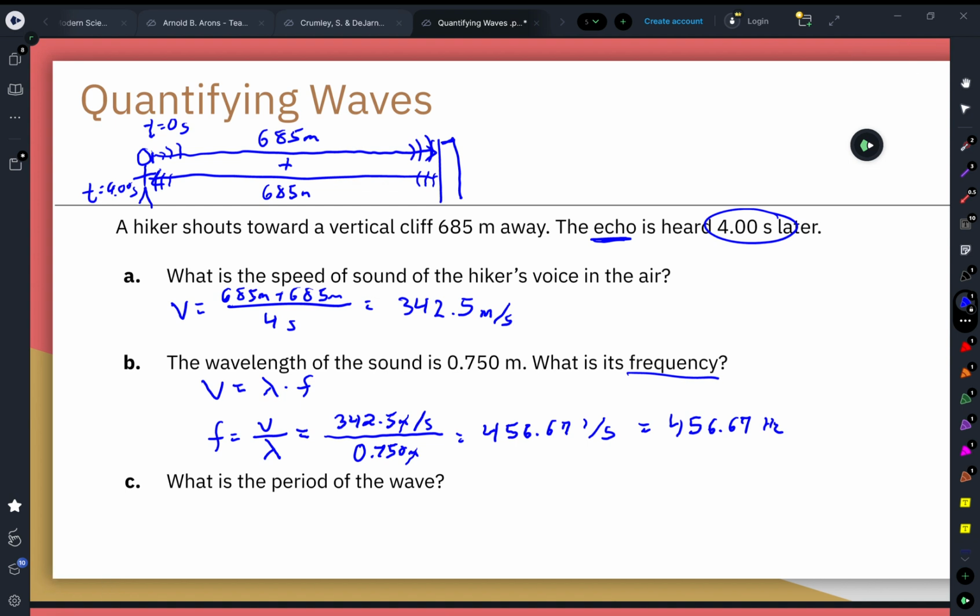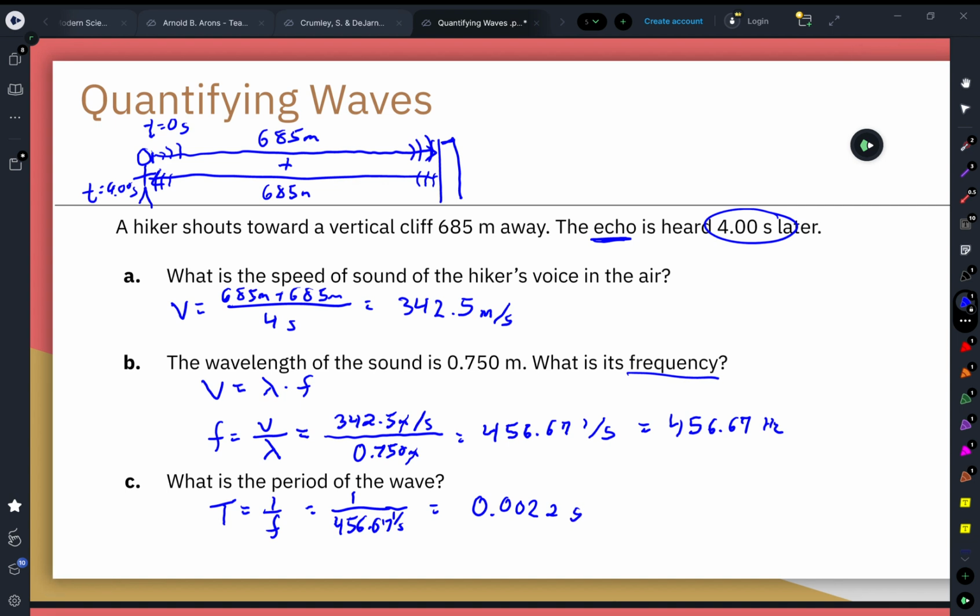And then finally, period. Period is the inverse of the frequency. We just calculated the frequency, so we just take the inverse of it to determine what the period of time would be. That would be 0.0022, and then because it's 1 over seconds, that brings the seconds up to the top.